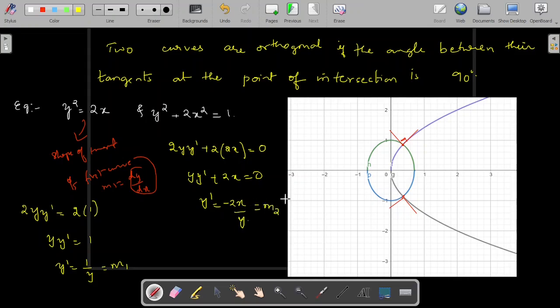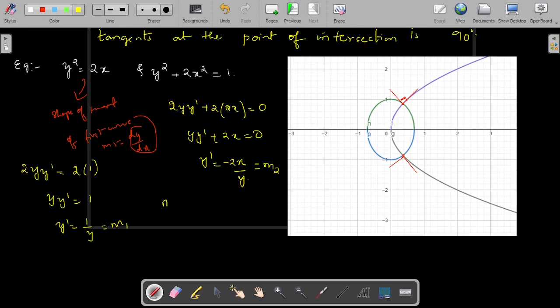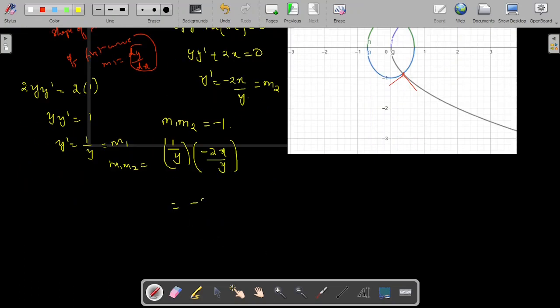Now, if those two curves are perpendicular, then m1 m2 is equal to minus 1. If you get this, then we say that those tangents are perpendicular, hence the curves are also perpendicular. So 1 by y into minus 2x by y, this is the product m1 into m2, which simplifies to minus 2x divided by y square.